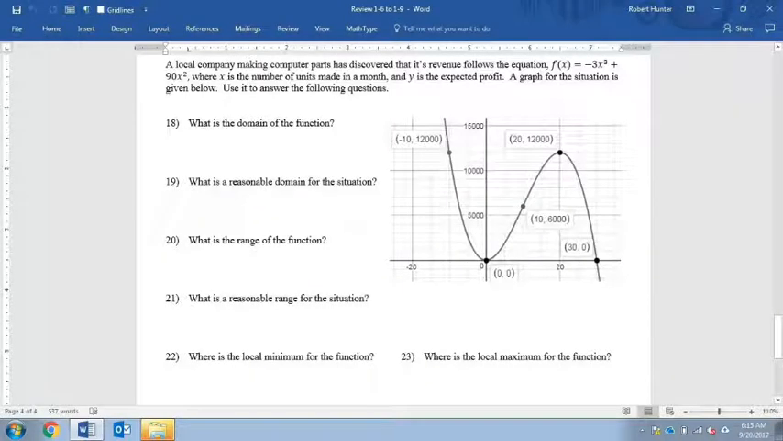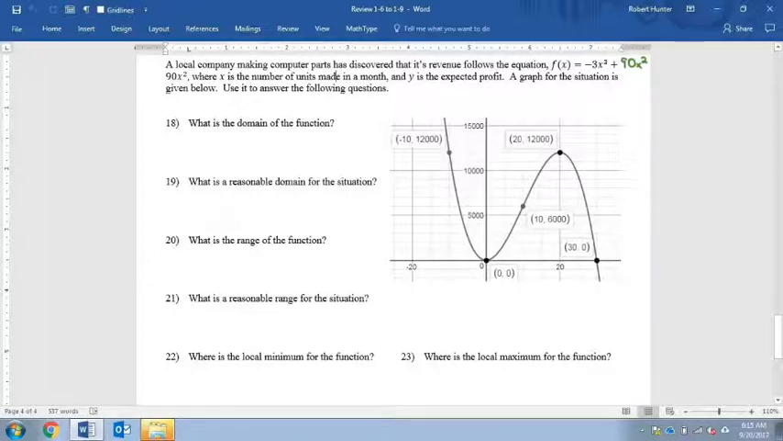Alright, this is Algebraic Reasoning Review 1.6 to 1.9, numbers 18 through, really just going to go to the end, 25. A local company making computer parts has discovered that its revenue follows the equation negative 3x squared plus 90x squared, where, wow, I'm just going to write this right here. Gotta fix that. Where x is the number of units made in a month, and y is the expected profit.